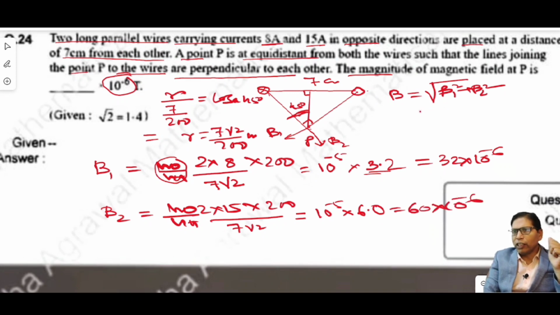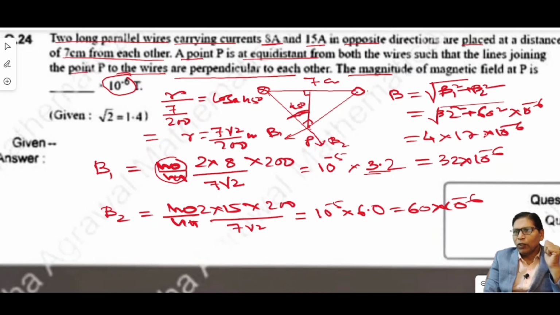So the resultant magnetic field is 32 square plus 60 square, under root, into 10 to the power minus 6. So 4 into 17 into 10 to the power minus 6. So 68 into 10 to the power minus 6 is the magnetic field at the point P. Okay. Next.